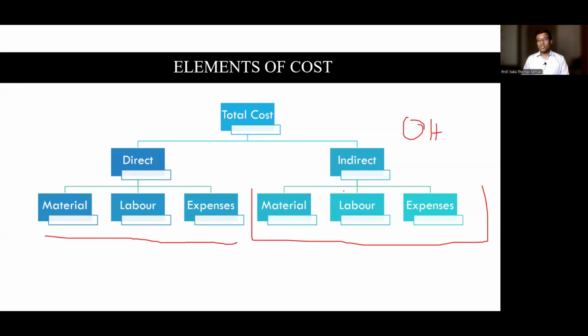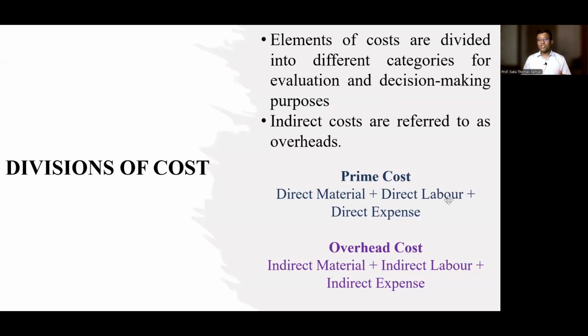Now let's get into the discussion about what are the divisions of cost. So divisions of cost, whenever you end up incurring or categorizing elements of cost, these can be further clubbed into different categories, which facilitates the decision making process. So based on that, we could have different divisions of cost. That is what we would be discussing now in detail.